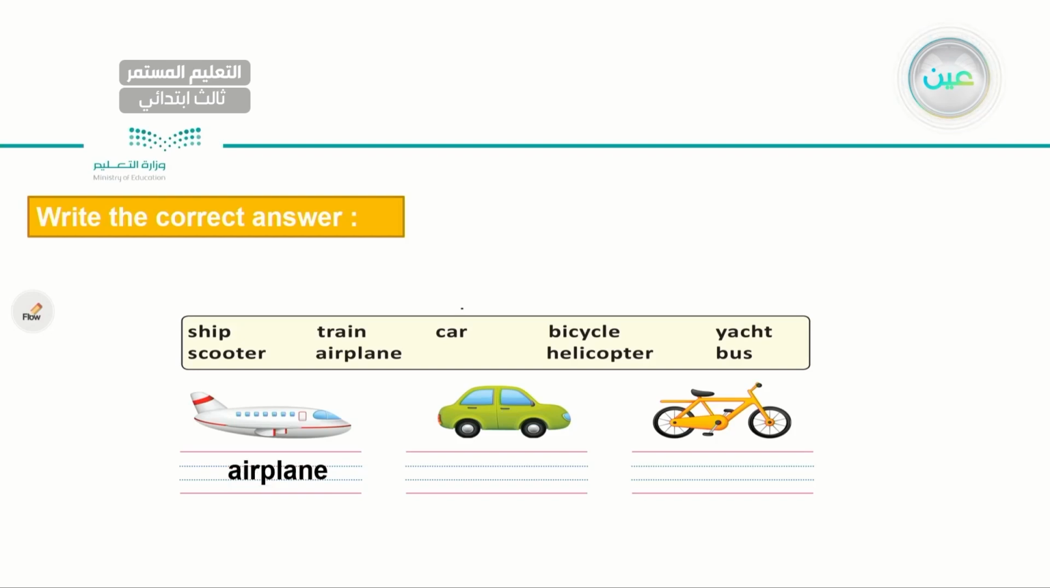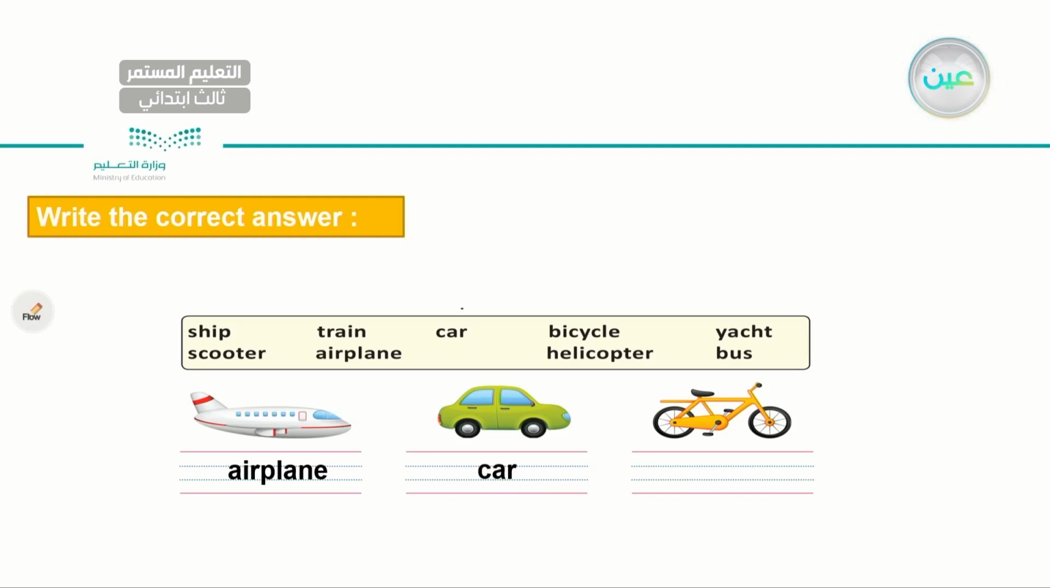Very good. How about the second one? What do I have here? What is this picture? Is it a train? Is it a yacht? Is it a ship? Actually, here I have a small green car. Very good. I have a car.